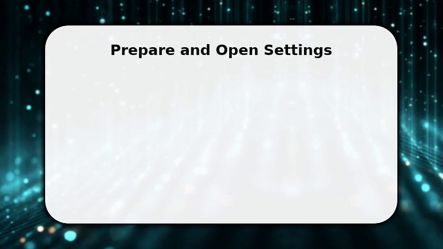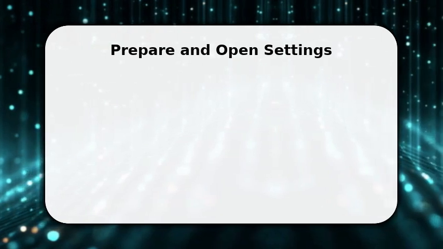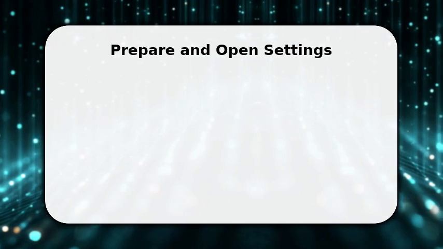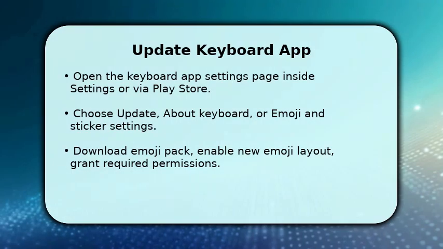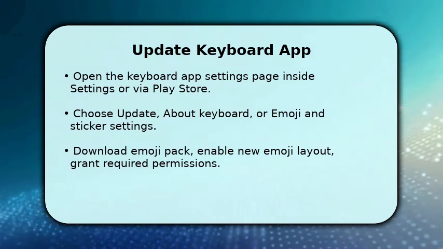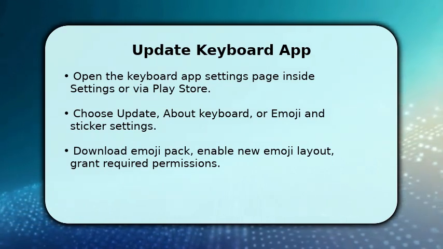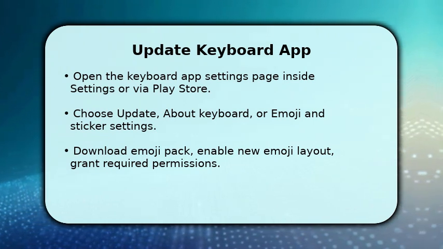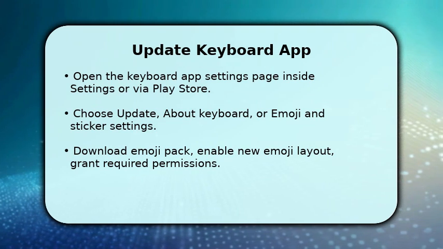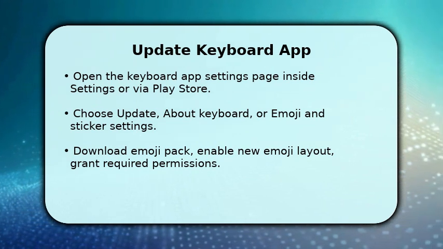If you see a keyboard app name like Gboard or iFly, select it to proceed with its update controls and emoji packs. You now update the keyboard app itself because newer emojis arrive through app updates. Once inside the keyboard settings, tap Update or About Keyboard. If nothing appears, open Play Store, find the keyboard app and press Update.